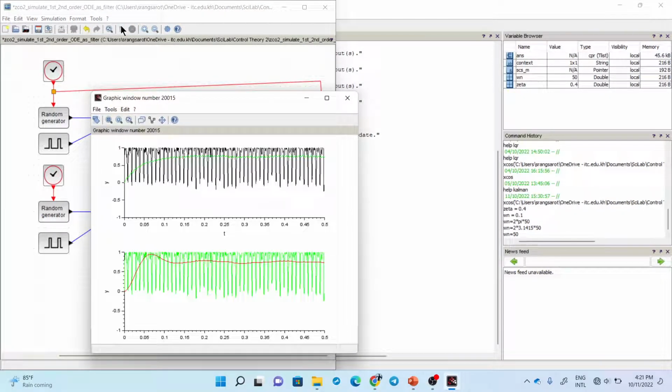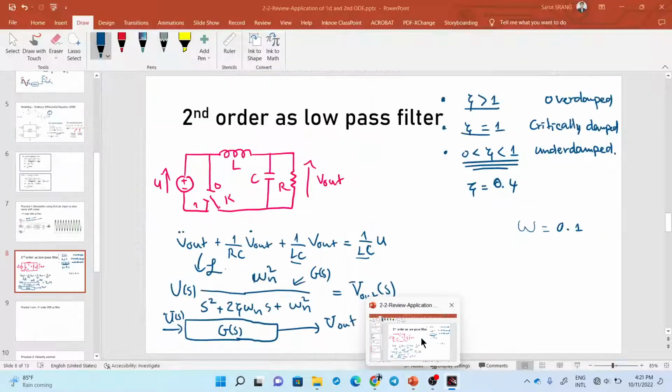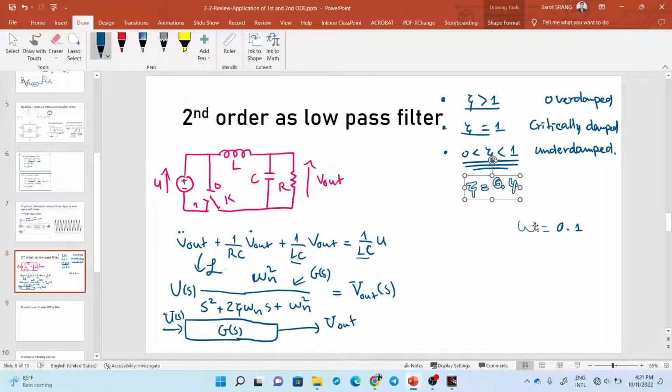Okay, this seems good. We can see that the final value of the output seems to be the same for both cases, right? So first order and second order both behave like a low pass filter, but you need to choose the right damping ratio and natural frequency. So here I choose 50.